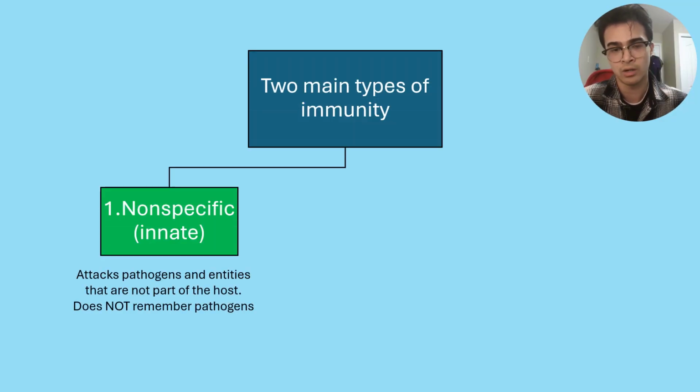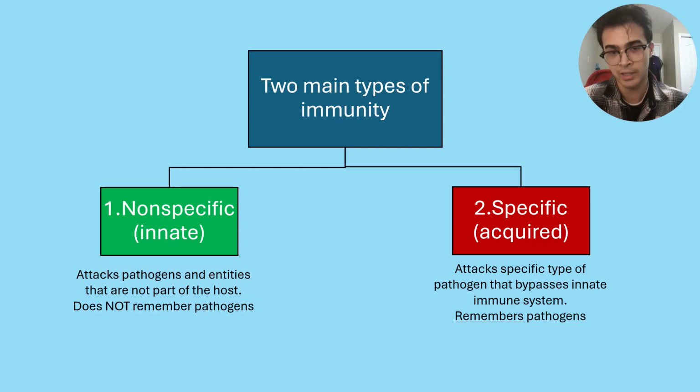The first one is called your nonspecific or innate immune system, and this acts as a general defense against anything that isn't a part of the host. An important thing to know is that the nonspecific immune system doesn't have a memory. The second division is called acquired or specific. This division specifically targets the pathogen that's making the host ill, and importantly, it does have a memory.